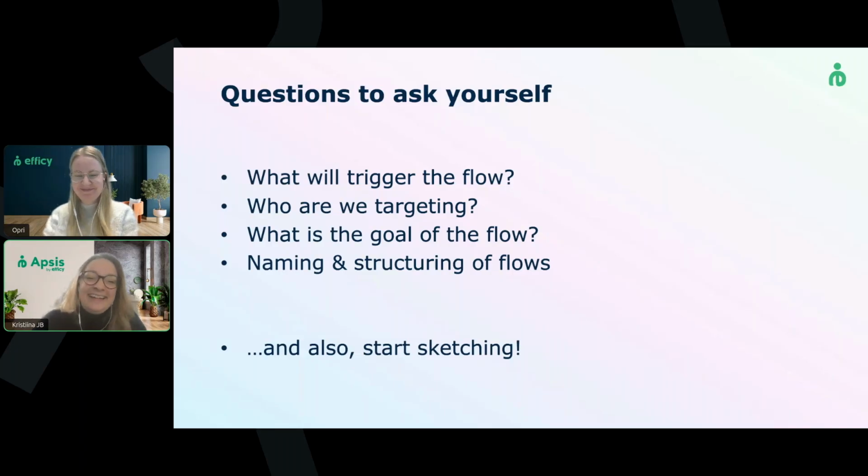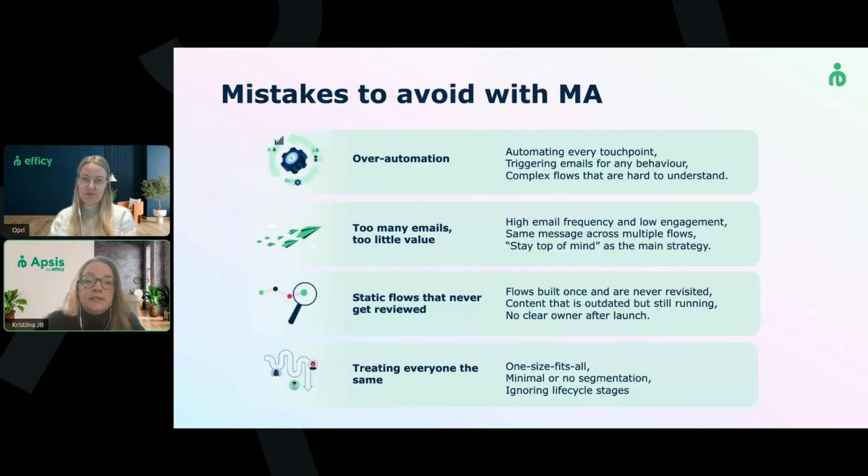Yes, exactly. And I would also say, apart from the questions, there are some things to be a bit wary of. If we have a look at the next slide, we can see these mistakes to avoid. One thing is over automation, where we try to automate every available touch point that we can consider, where we try to trigger emails for every single behavior. This is where we start to build too complex flows that we don't understand. Why do we have this part? Why do we have this step in this flow? Why have we divided it into these specific branches?